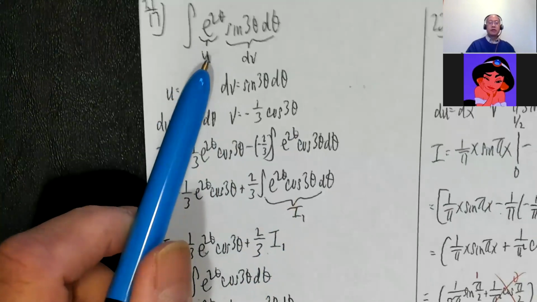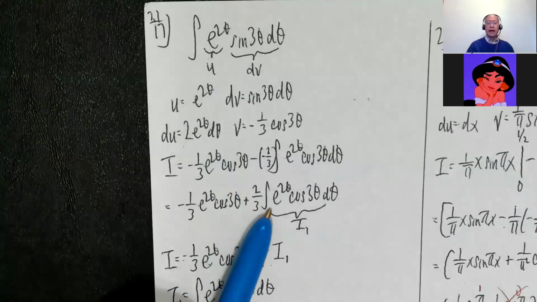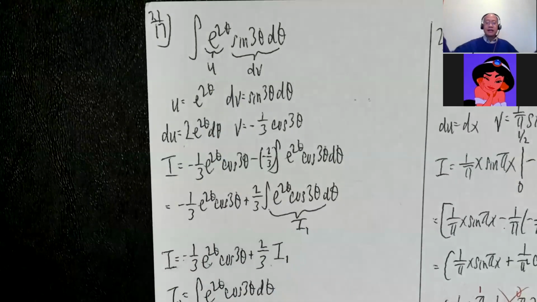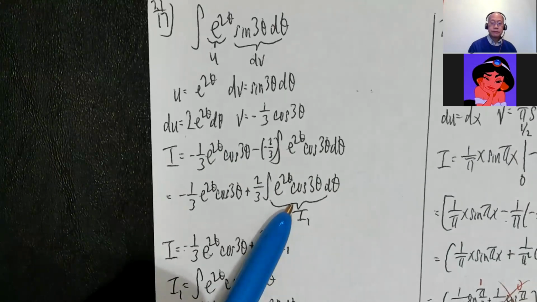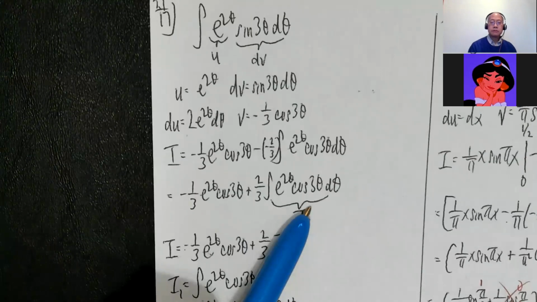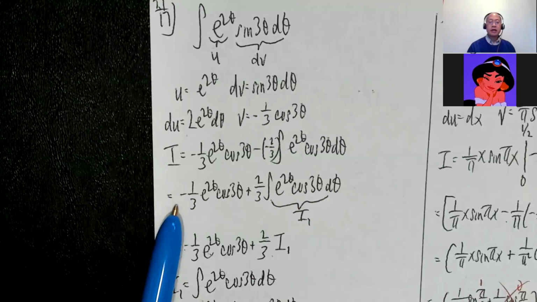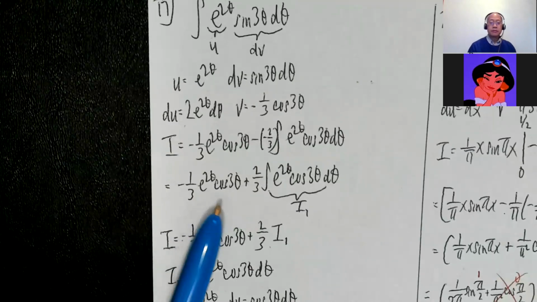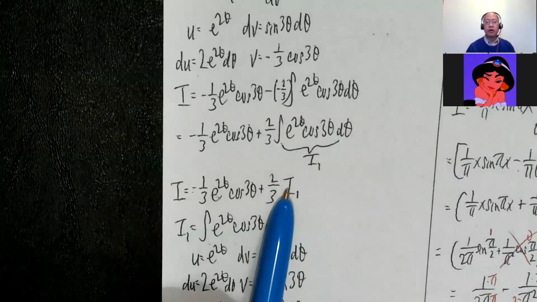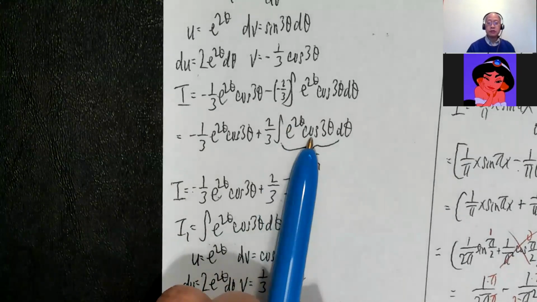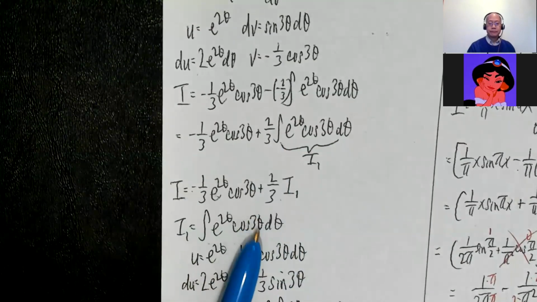Okay, let's look at what we started off with. We had exponential, trig, sine. I now have exponential, cosine. It didn't really get any better, it didn't really get any worse. So we'll just do it again. I'm gonna call this I1. In other words, I stands for the original integral, negative 1/3 e to the 2 theta cosine 3 theta plus 2/3 I1. Okay, so I take a timeout, figure out I1, which is the integral of e to the 2 theta cosine 3 theta d theta. And then once I get that, I'll stick it back right over here.